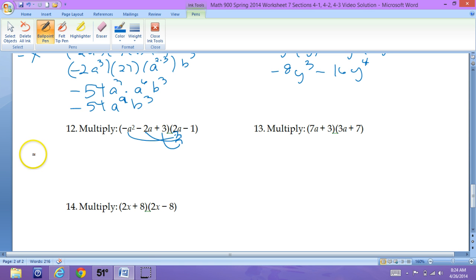So negative a squared times 2a is negative 2a cubed. Negative 2a times positive 2a is negative 4a squared. 3 times 2a is plus 6a. Now we have to go this way. So negative a squared times negative 1 is positive a squared. Negative 2a times negative 1 is a positive 2a. And positive 3 times negative 1 is negative 3, or minus 3 anyway.